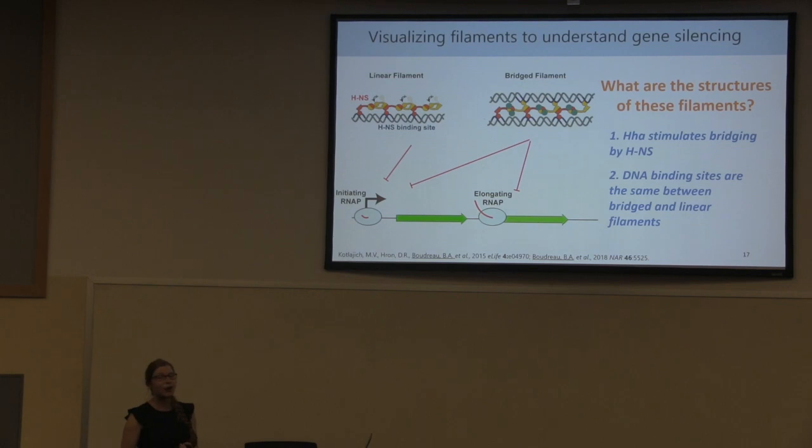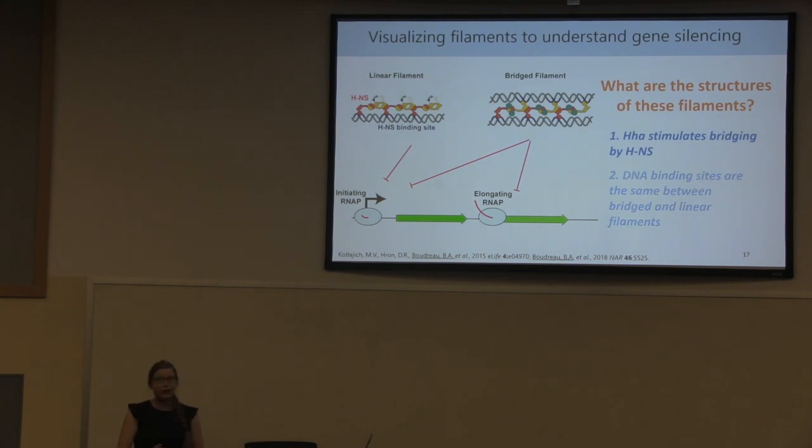So I'm just going to tell you about two aspects of how I investigated the structure of these proteins. First I want to tell you about the effect HHA has on H-NS filaments, and then tell you a bit more about the arrangement of the monomers within those filaments. I'll just continue to show you this image to remind you that these two different conformations of H-NS filaments can have different effects on RNA polymerase during transcription.